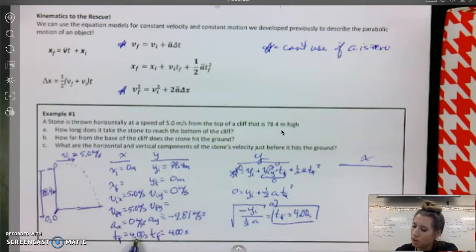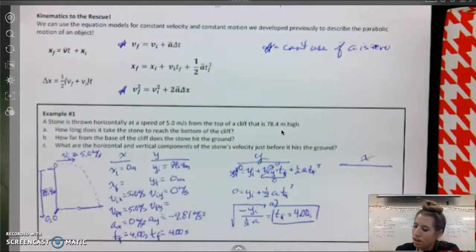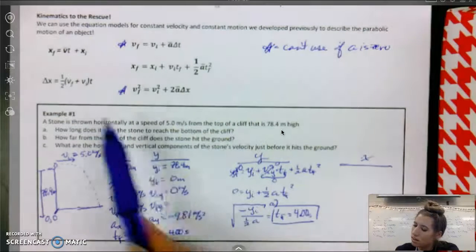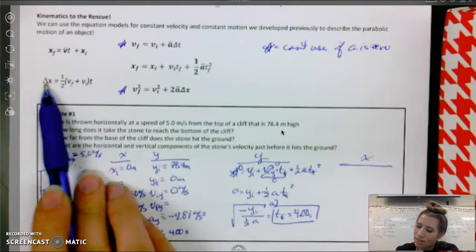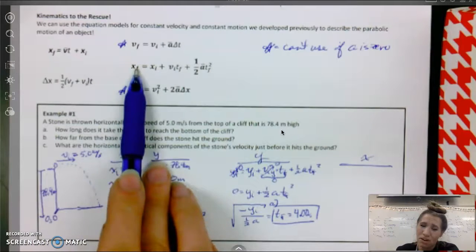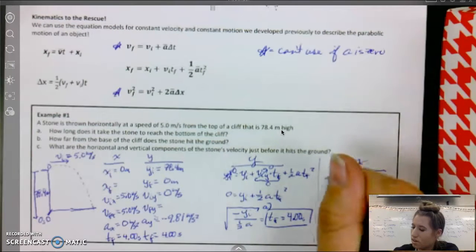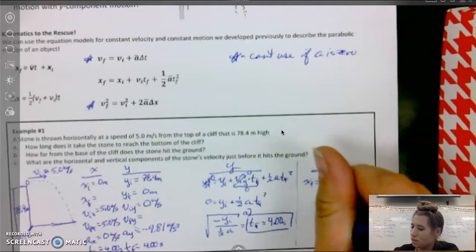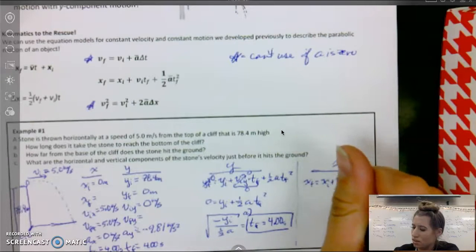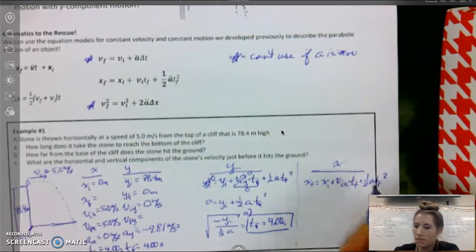So I need to pick an equation. The acceleration is 0, so I cannot use this one or that one. I need to pick an equation that has x final, right? So I can use this or this. That's the delta, so it's x final minus x initial. This is already solved for what I'm looking for, so I think I'm going to choose that equation. So x final equals x initial plus velocity initial in the x, t final, plus 1/2 acceleration t final squared.